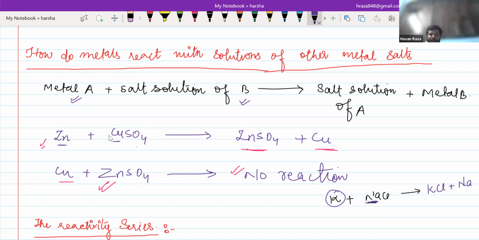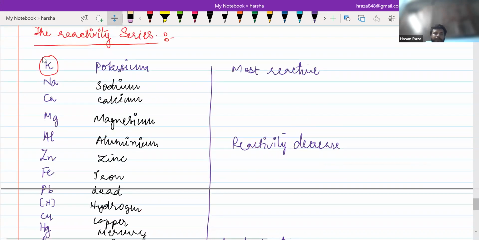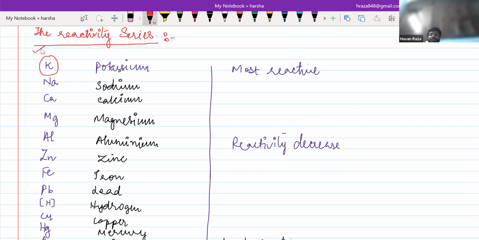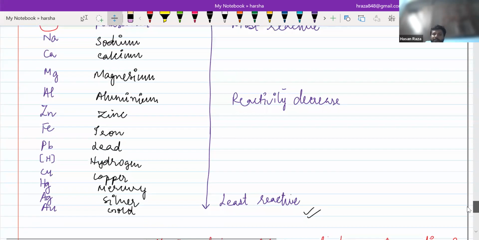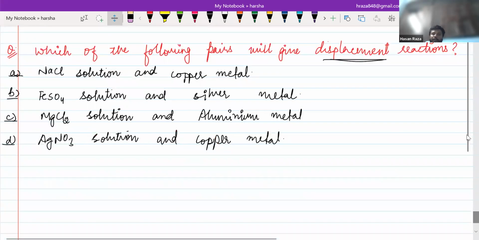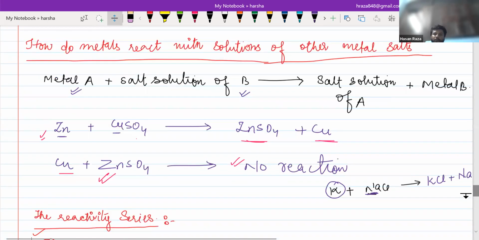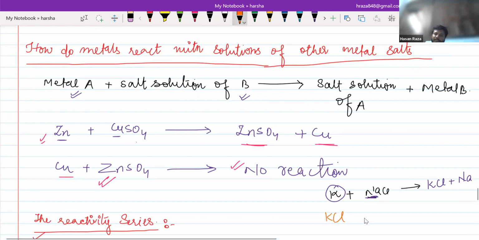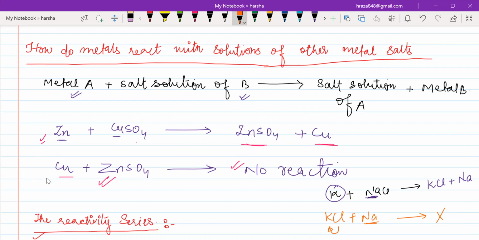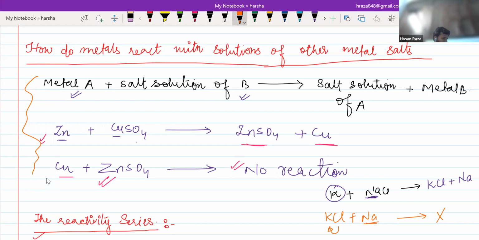So this is based on the reactivity series, in which potassium is the most reactive element and then it goes in decreasing order. The least reactive element is gold. And the question I just asked: which of the following pairs will give a displacement reaction? If you take a reaction like KCl plus Na, the reaction will not occur because sodium cannot replace potassium, because sodium is less reactive than potassium. Are you getting my point, Arshia? Yes, sir. Okay, please write this or take a screenshot, then move to the question. You can easily do that question.